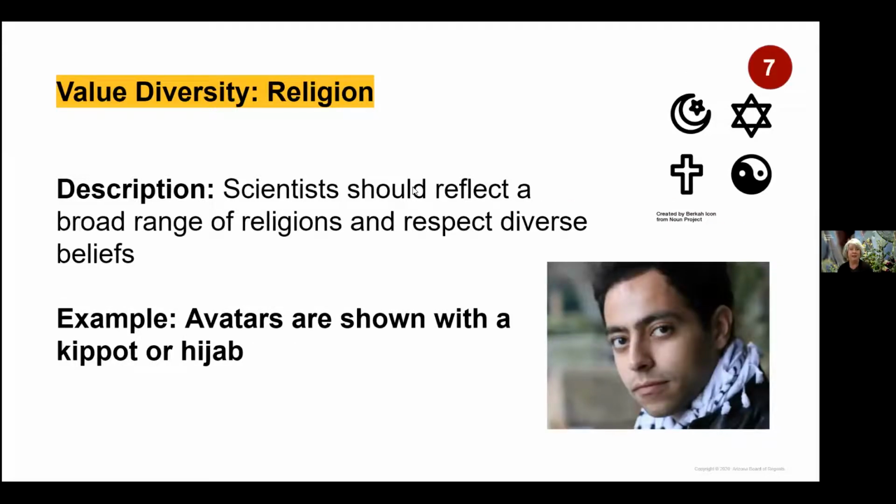And then diversity for religion. This is something that comes up quite a lot in biology because we do have evolution courses. And we really wanted to make sure that within scientists, we also showed that scientists could have certain religions, and that was part of that diverse community that we're in. And so showing avatars with religious symbols as well.